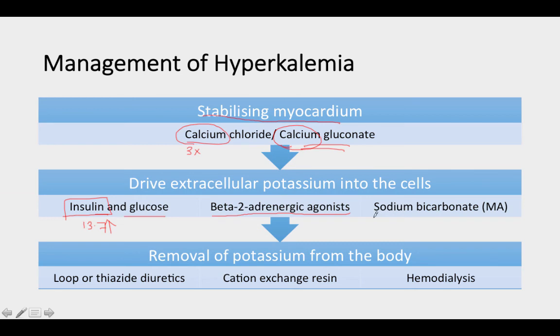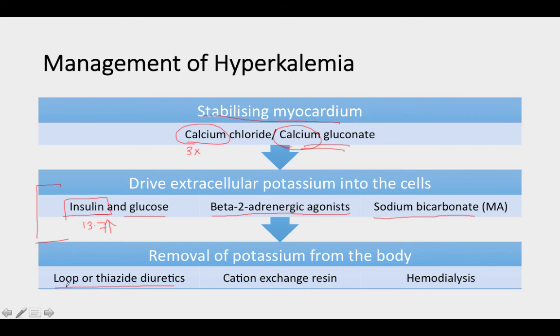The other thing we can do is try to neutralize an acidemia, and we can do that with something like sodium bicarbonate. Then the next priority after that is to remove the potassium from the body, because all we're doing with these sort of treatments is shifting the potassium around. If we have a total body excess of potassium, we have to actually get rid of it. And the best way to do that is loop or thiazide diuretics.